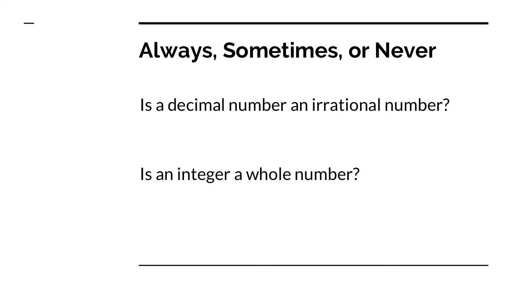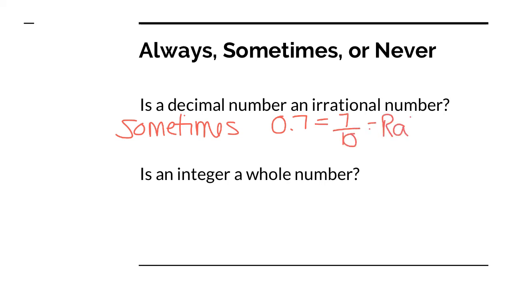All right, is a decimal number an irrational number? Well, the answer to that is sometimes. So if I give you this decimal number, well, I can make that into a fraction, and that's rational. But if I give you this decimal number, that one is irrational. So it depends. It is sometimes.